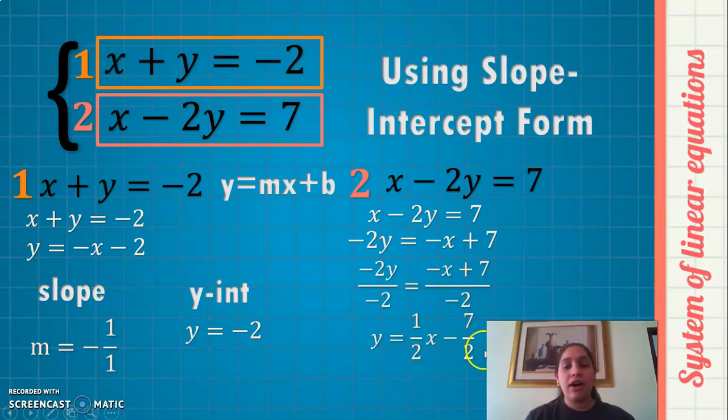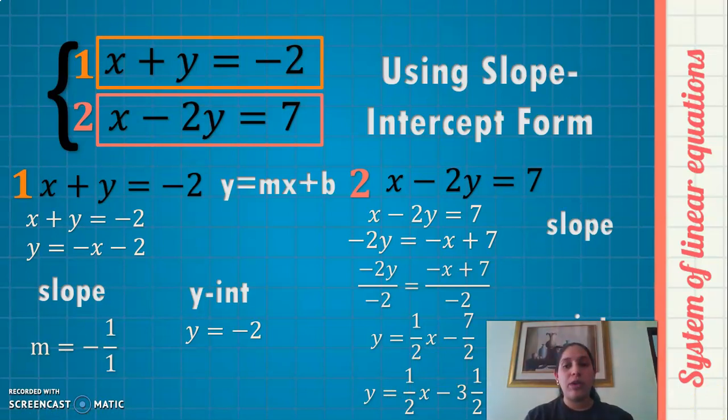But 7/2 is an improper fraction, so I need to make it a mixed number. And I'll have y equals 1/2 x minus 3 1/2. Okay, now that I have it like this, I can say that I have it in the slope-intercept form.